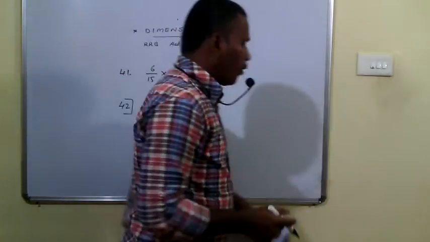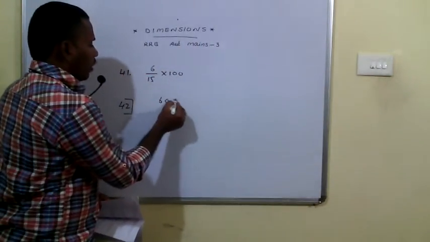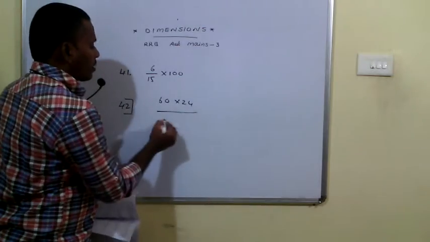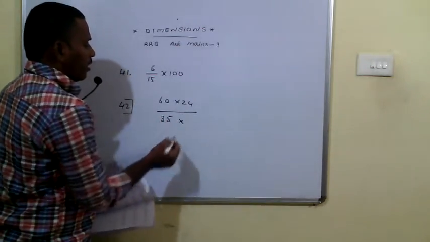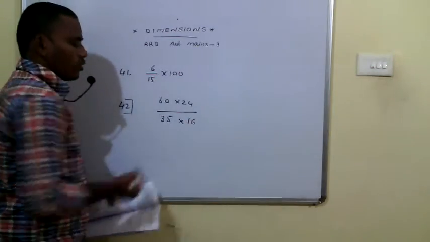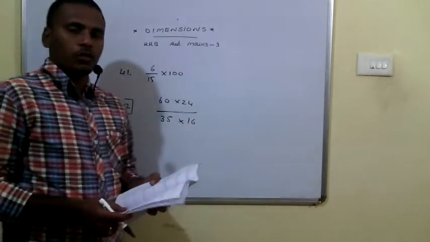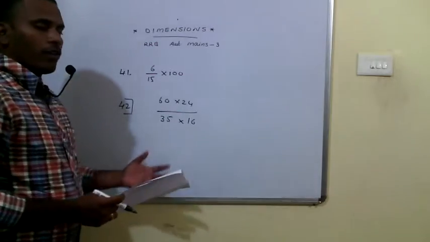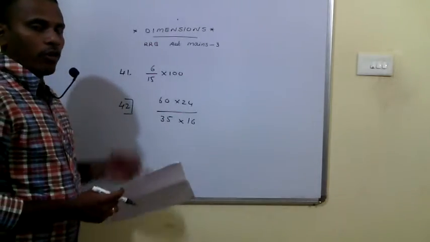Okay. Aravind invested 60,000 for 24 months, whereas the second person invested 35,000 after 8 months. That means he invested for 16 months. So 60 into 24 is to 35 into 16. On simplification, you will get the required share of the profits.